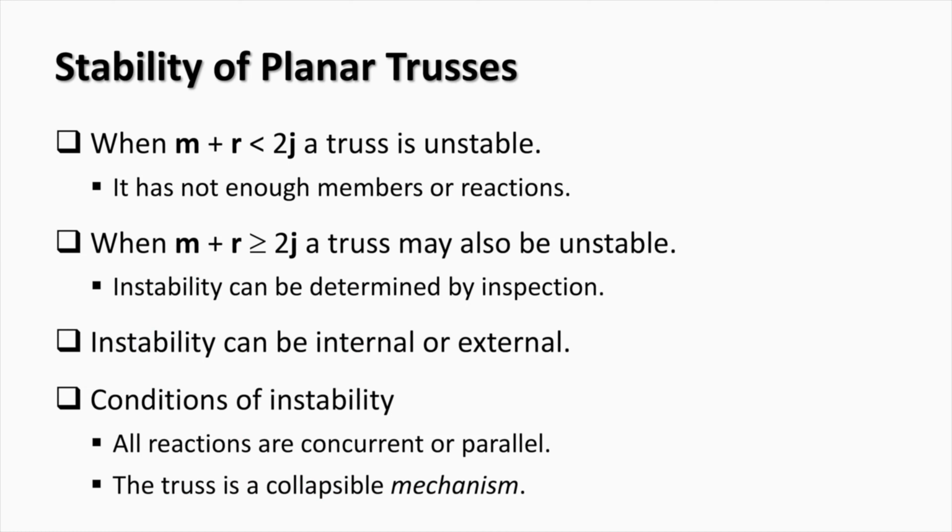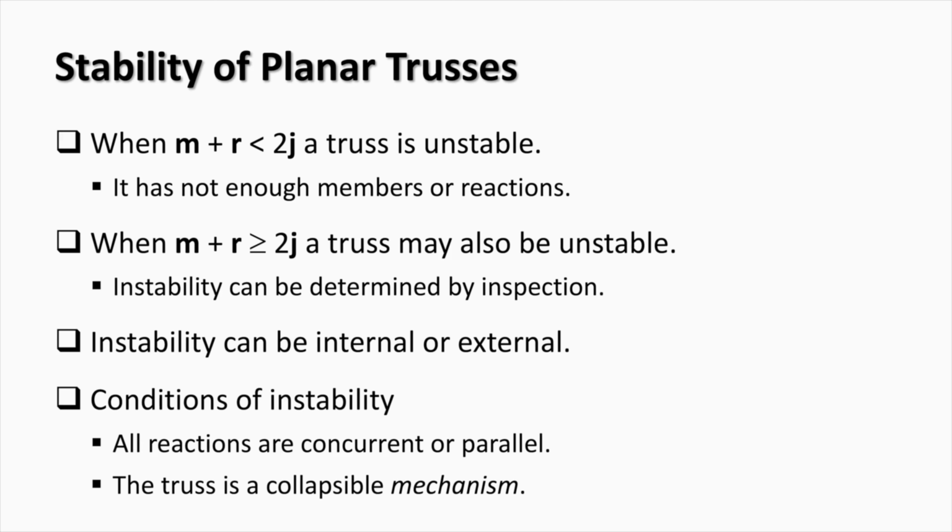As we've just seen, when the sum of reactions and truss members is smaller than twice the number of joints, the truss is unstable because it does not have enough members or reactions to constrain it from moving. However, an entire truss or part of it can also be unstable even when the sum of reactions and truss members is equal or larger than twice the number of joints. In this case, instability can only be determined by an inspection of the truss.